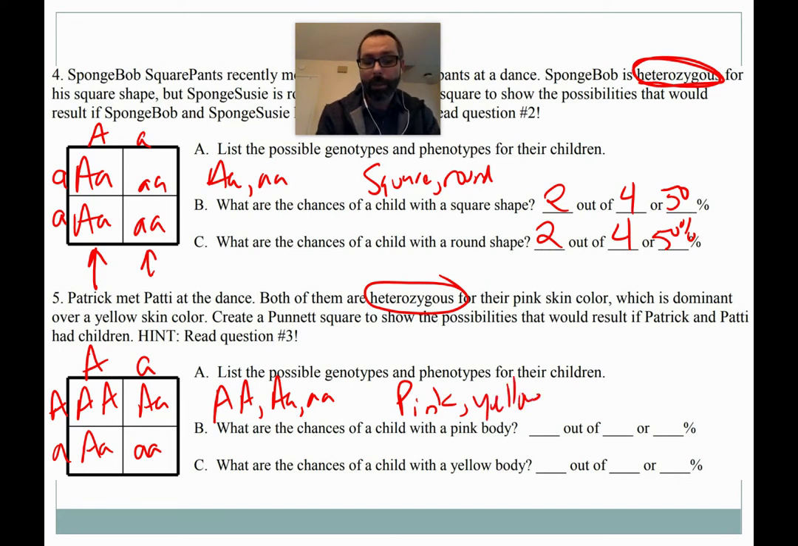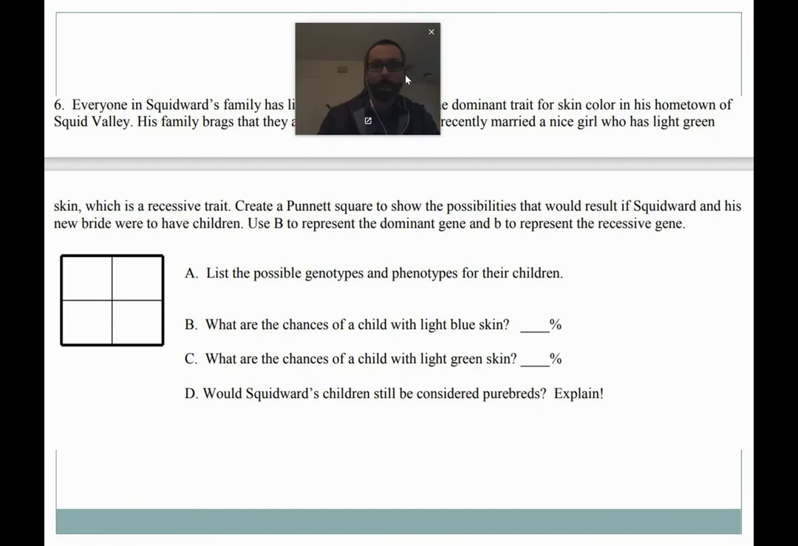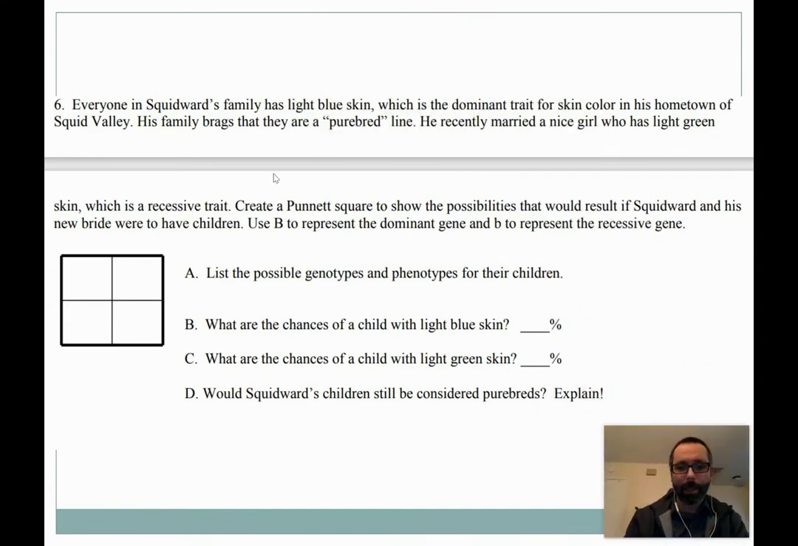How many of them will be pink? 3. These 3 are pink because they all have big A's. That's a 75% chance. 1, that guy right there, out of the 4 is all little a's, which is yellow. Again, hopefully that makes sense, and that's what you already had on your paper. This one got a little bit weird. It ends up being on 2 sides of the paper, so there's a break there. Doesn't matter.